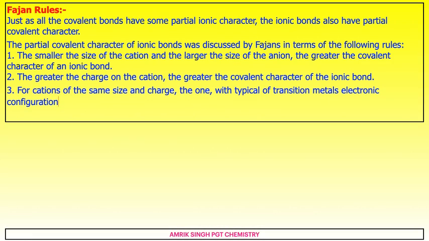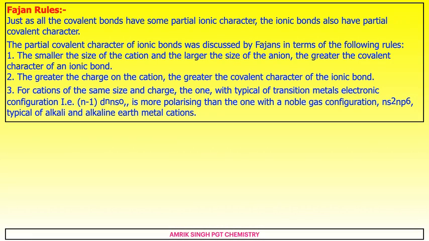Fajan rules. Just as all covalent bonds have some ionic character, ionic bonds also have some partial covalent character. The partial covalent character of ionic bonds was discussed by Fajan in terms of the following rules. The smaller the size of the cation and the larger the size of the anion, the greater the covalent character of the ionic bond. The greater the charge on the cation, the greater the covalent character of the ionic bond.